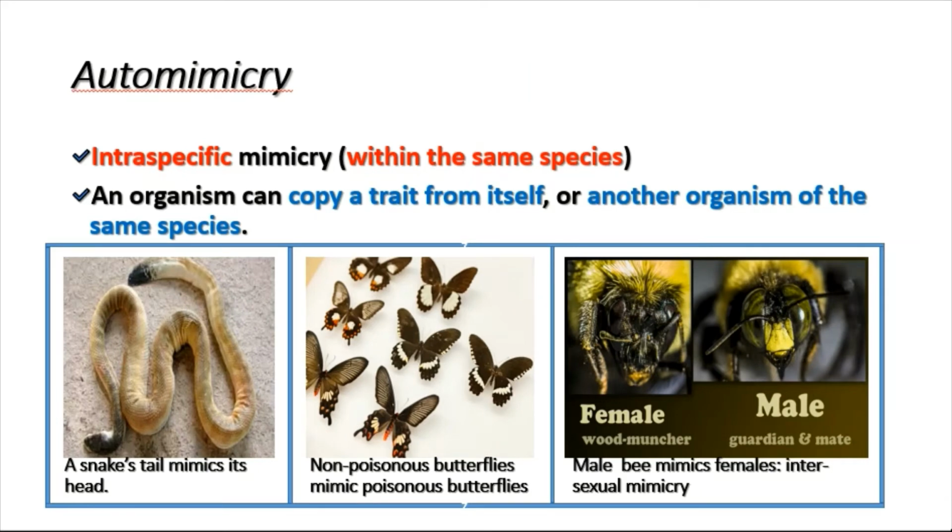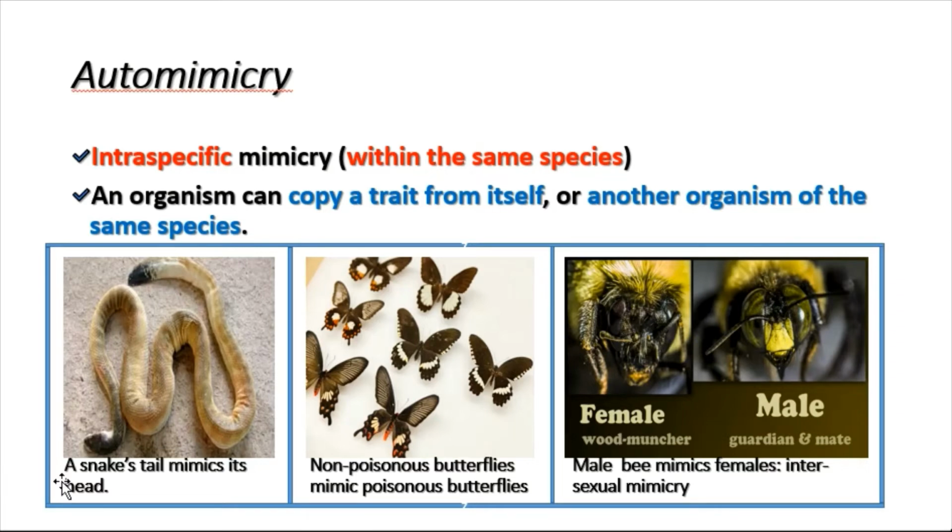Auto mimicry. In this case, we are talking about intraspecific mimicry. Mind you, when you say intraspecific, it means mimicry within the same species. In this case, we can talk about the fact that an organism can copy a trait from itself or from another organism in the same species. For example, the tail of a snake can look like its head. In this case, when a predator of the snake tries to attack the snake, the predator can mistake the tail for the head.